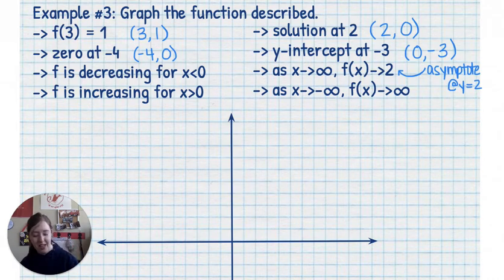Let's plot those. So we have a point at 3, 1. And we have a point at -4, 0. And we have a point at 2, 0. And we have a point at 0, -3, right? Then it said that as x approaches positive infinity, my function approaches 2. So over on my right side, where x actually does approach positive infinity, I have an asymptote at y equals 2. So at least on this end, my graph is going to get closer and closer and closer to that asymptote.